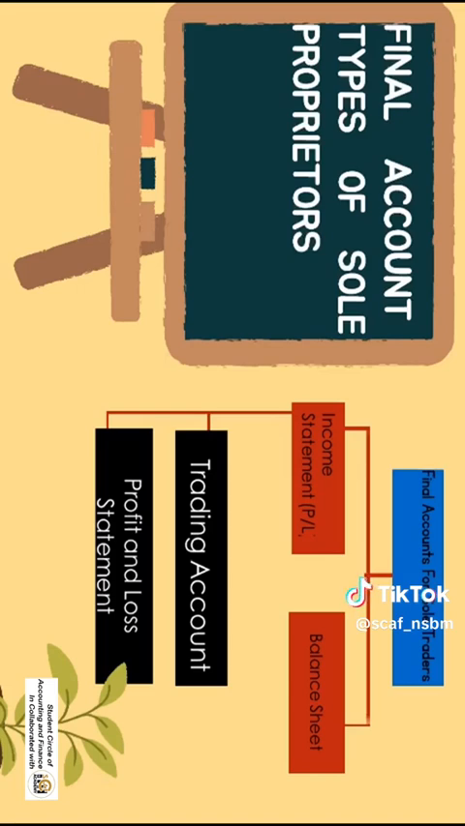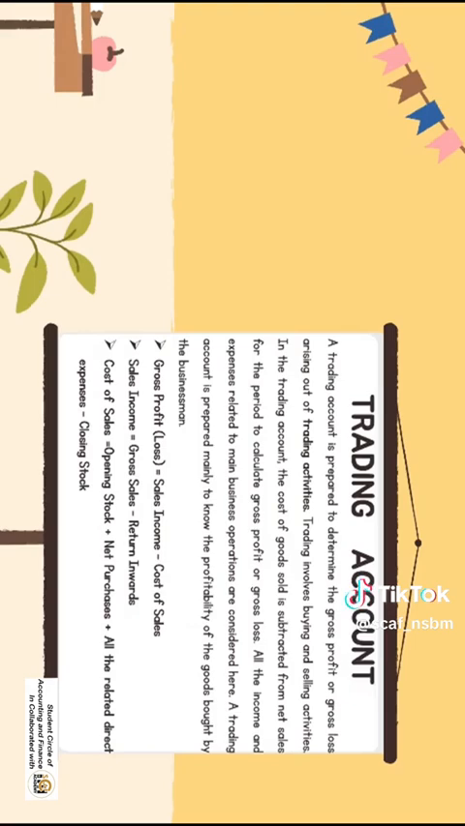Final accounts for solo traders are divided into two parts. It is income statement and balance sheet. Furthermore, this income statement can be categorized into trading account and profit or loss account. Let's move on to trading account.